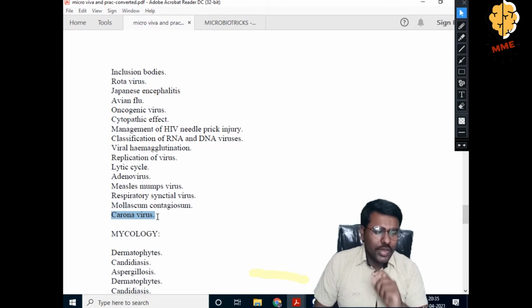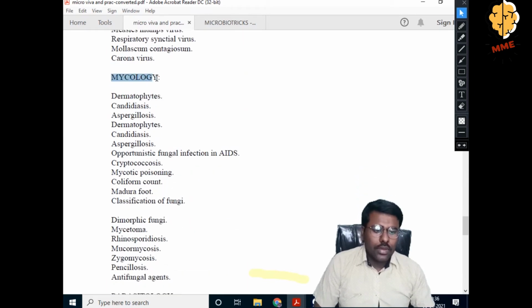There's a high chance to be asked about the pathogenicity, about the mode of transmission, maybe asked the mode of infection, how they cultivated the virus, what is the type of virus. I will provide another PDF of the coronavirus in your WhatsApp groups.